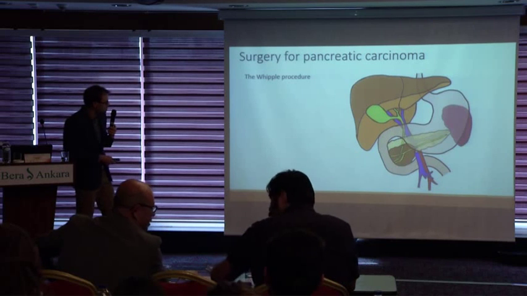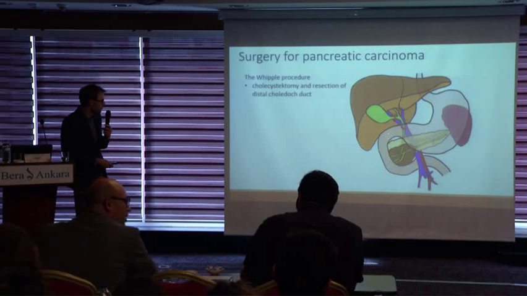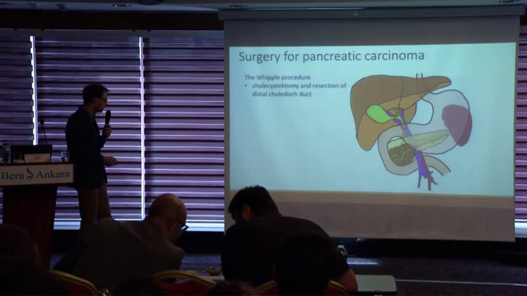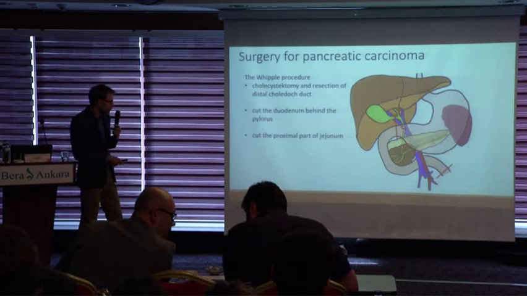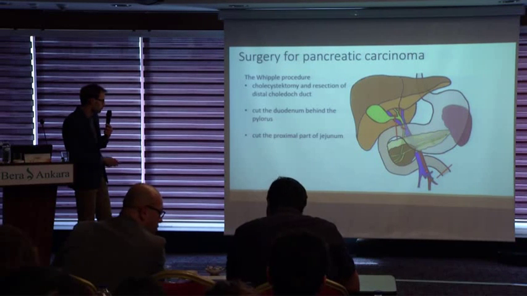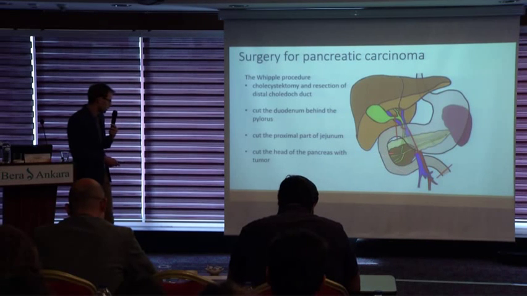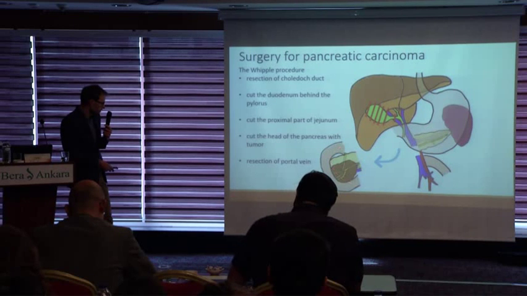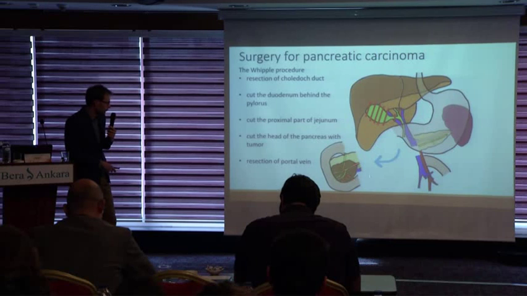So here is the schema of the Whipple procedure. As you could see, first the cholecystectomy is performed, with resection of the distal part of the choledoch duct, then we cut the pylorus or duodenum near the pylorus, the proximal part of the jejunum, and finally cut the head of the pancreas with the tumor, and it's the sample that we remove from the patient.